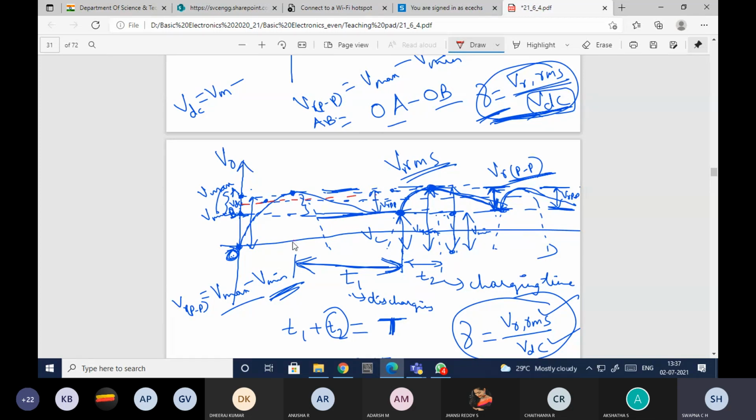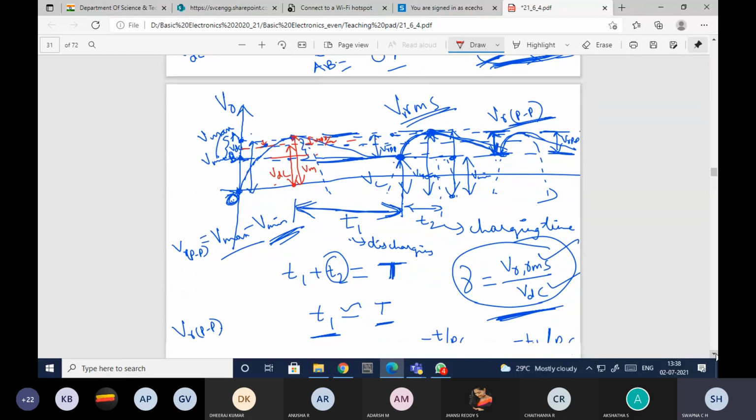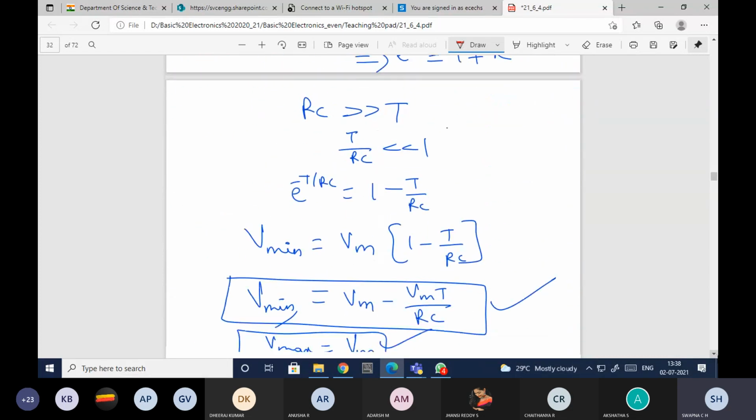Now what I need to do is find, from this ground point to this voltage, this VDC. This I know already, which is nothing but VM. From this VM, I'll subtract half of this VR peak to peak. From here to here, it is VR peak to peak, so the top portion will be nothing but VR peak to peak by 2.